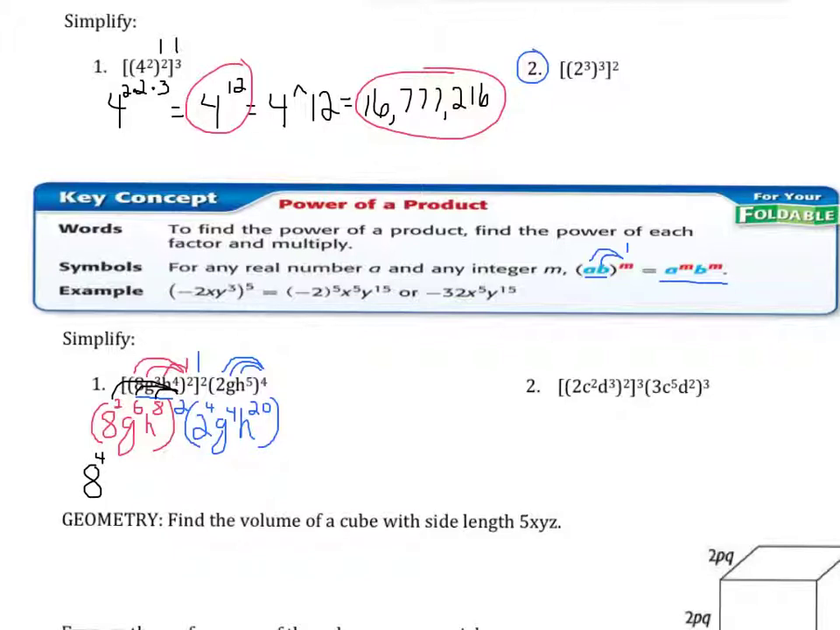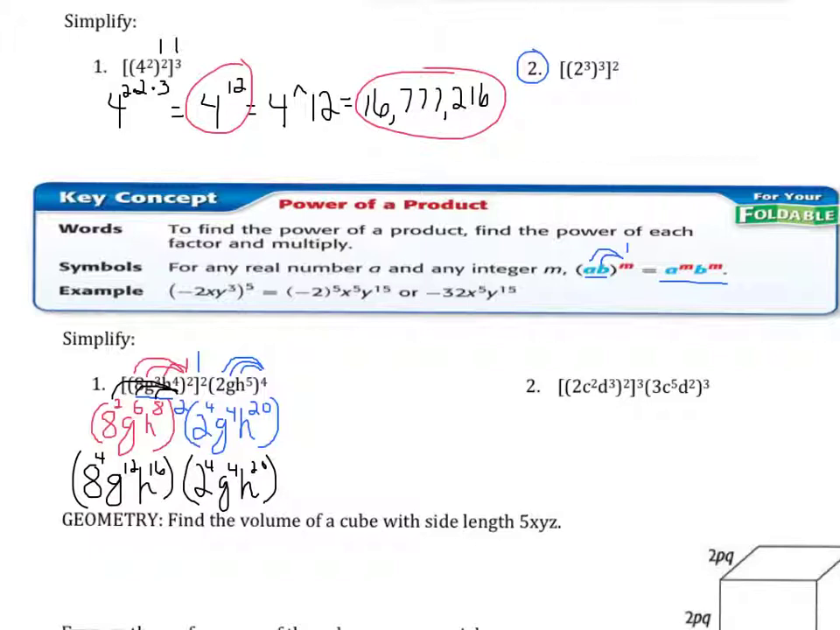G to the 6th raised to the second power is going to give us g to the 12th. H to the 8th raised to the second power is going to give us h to the 16th. Alright, we have all of that still to multiply by 2 to the 4th times g to the 4th times h to the 20th.